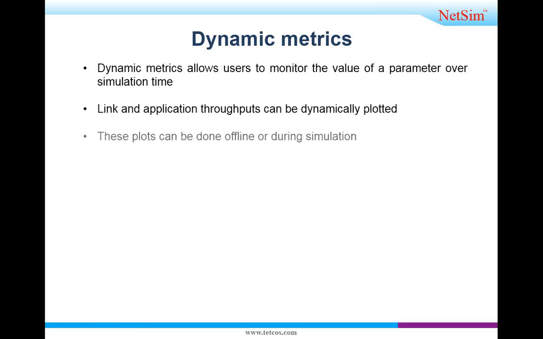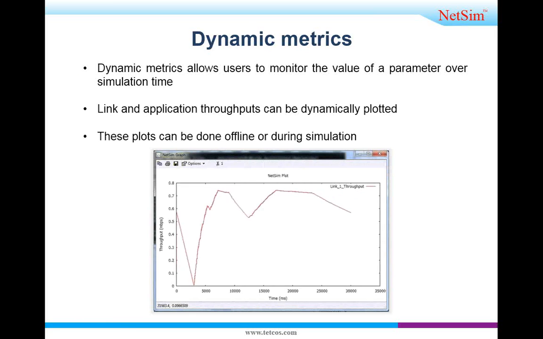Now dynamic matrix is there. As I've told you, dynamic matrix allows the user to monitor the value of a parameter over simulation time. So it will provide you a graph of application throughput and link throughput. And one more, TCP congestion graph, it also gives. And these plots can be done offline or during the simulation. It has the option: you can run the graph during the simulation or after the simulation. When you choose during the simulation, it will slow down the simulation, so we prefer to use it after the simulation.